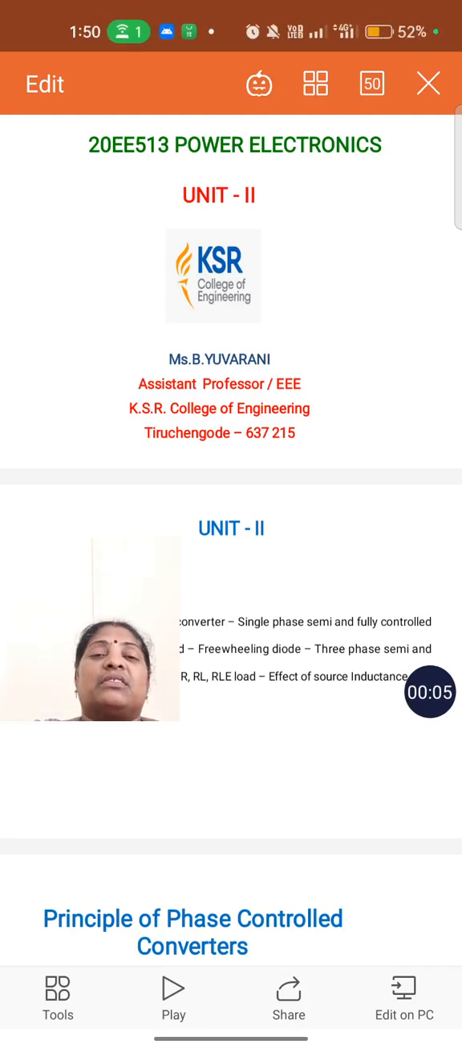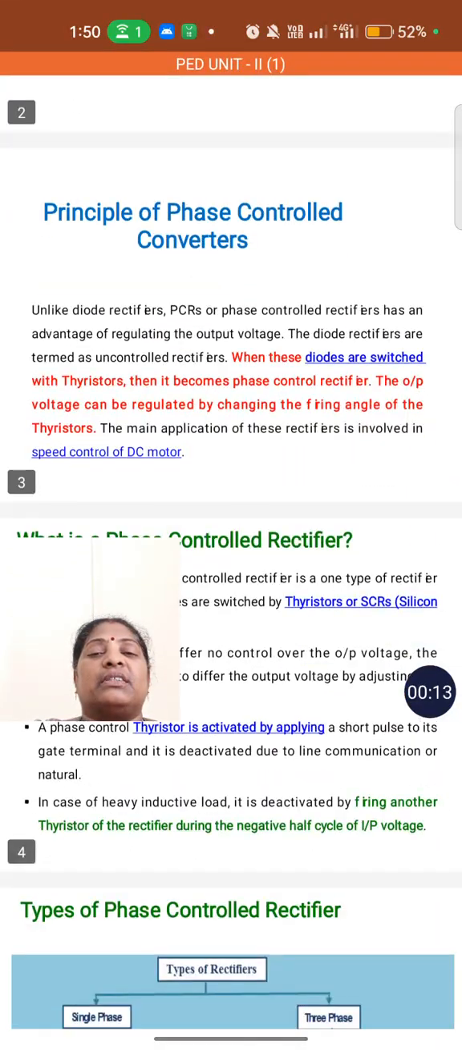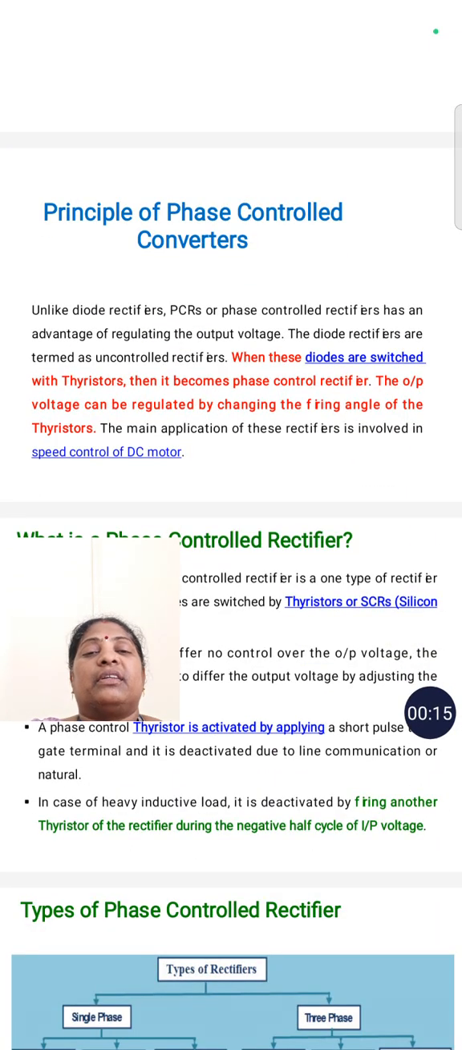Now I am starting a power electronics subject. We will learn about the principles of phase controlled converters. For this type of phase controlled converter, the thyristor is turned off as the AC supply voltage reverse biases it, provided the anode current has fallen below the holding current. That is a phase control rectifier.